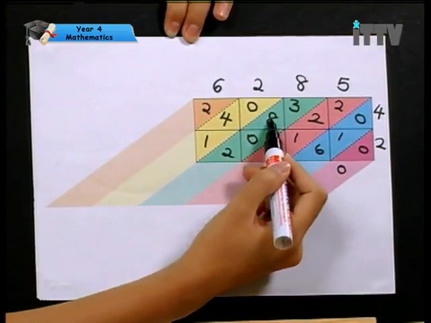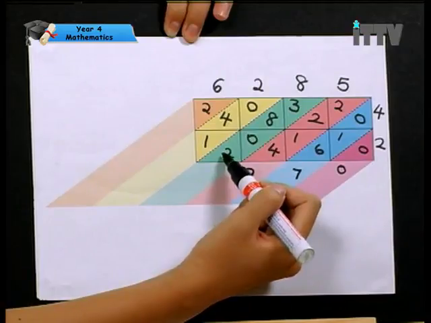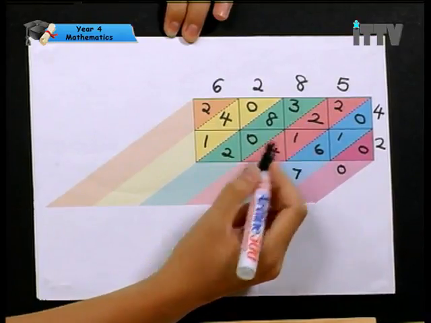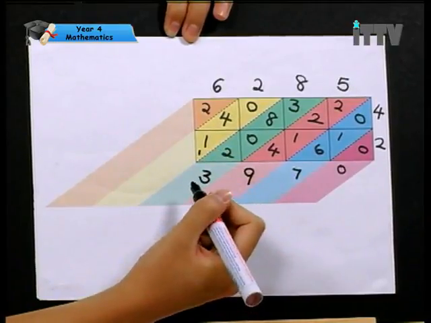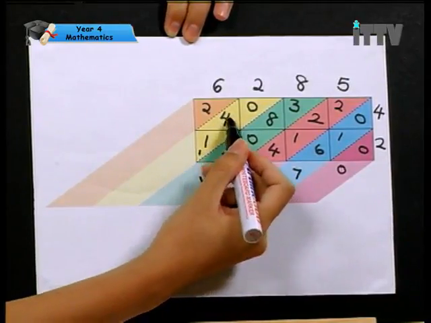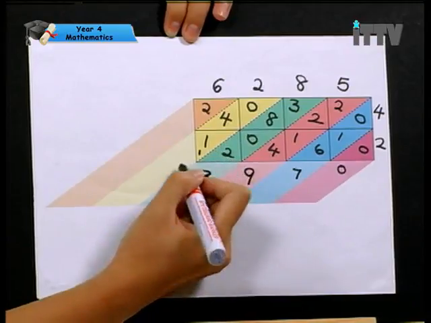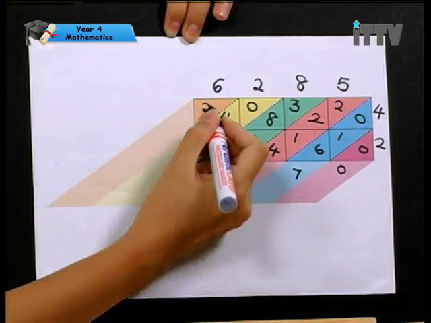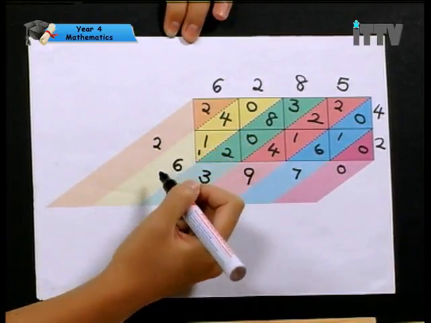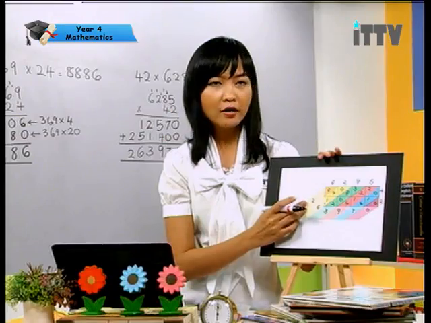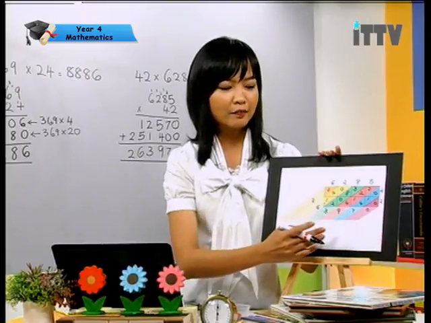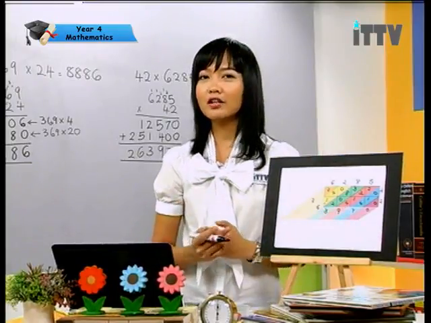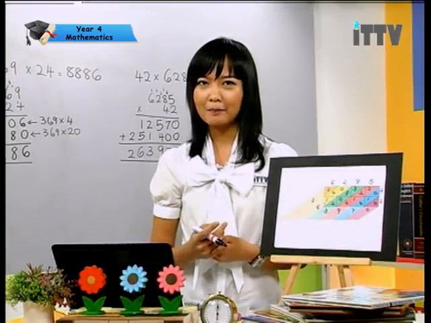Over here, 3 plus 8 plus 2, a pair of 10s. Over here, 10 plus 3, 13. So, I will regroup 1 to the next column. 4 plus 1 plus 1, 6. And over here, I have 2. So, our answer is 263,970. Okay, so now you know another method to multiply.